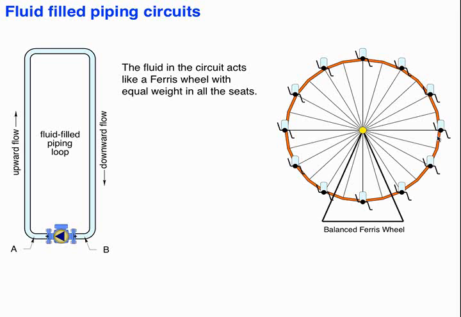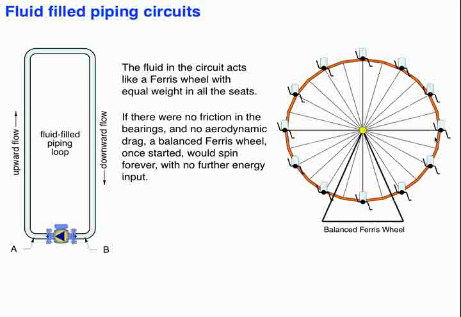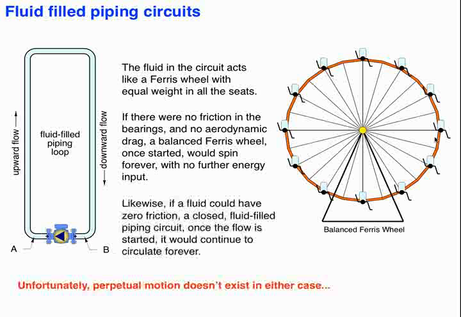But think about a fluid-filled piping circuit like a Ferris wheel. All right? If we could completely remove all the friction in the bearings of a Ferris wheel and we didn't have any aerodynamic drag, once we got that Ferris wheel up to a certain speed, it would spin forever. It would be a perpetual motion machine. And, of course, you know that that's impossible. And it's also impossible with any real fluid. All right? So perpetual motion doesn't exist.